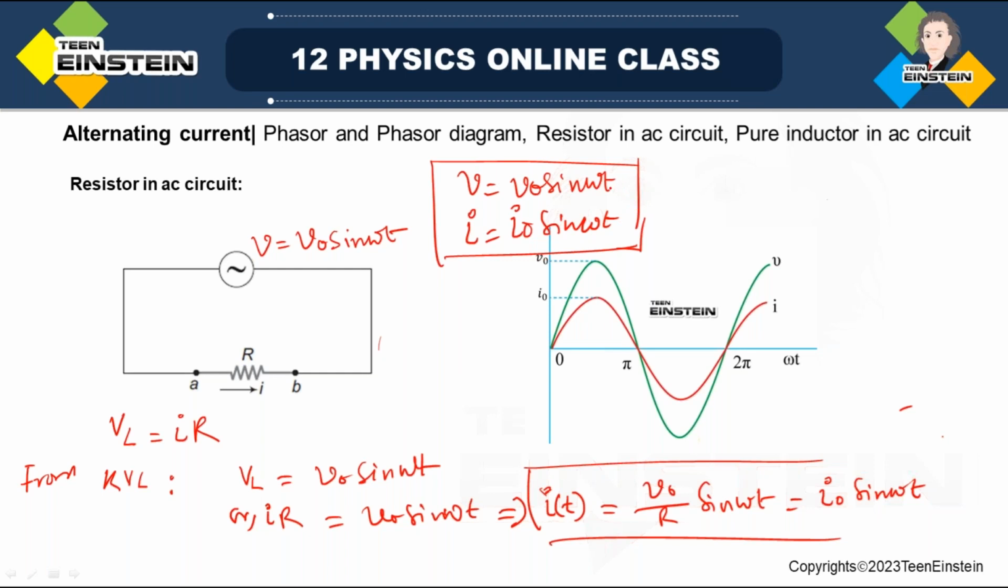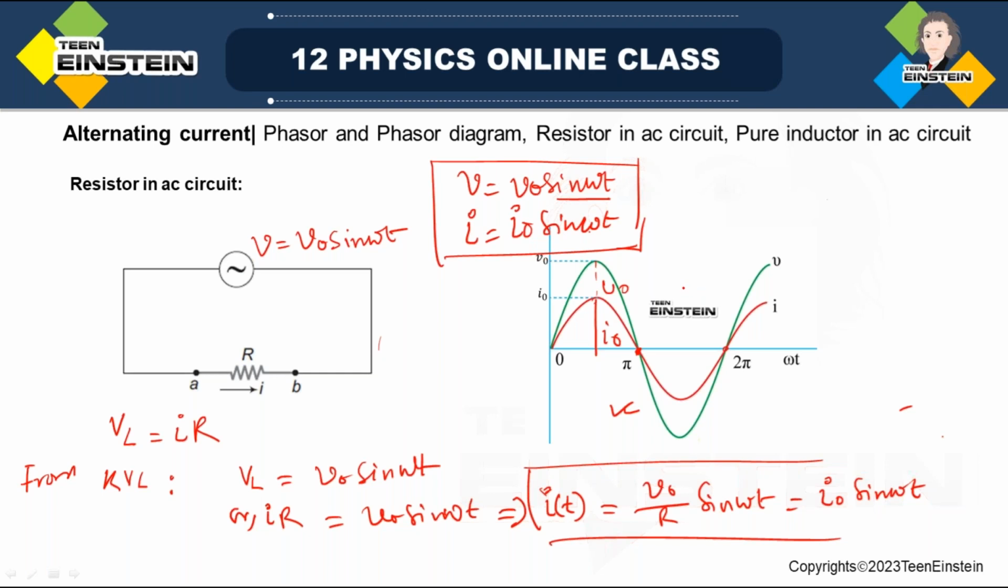Both are varying as sine curves, and you can see the frequency is the same for both. The only difference is the magnitude. This is represented graphically in this figure. The amplitude of the current is less than the amplitude of the voltage; this is V0 and this is I0. Both are moving with the same frequency, so their maxima and minima are at the same points, since both have the same angular frequency or time period.